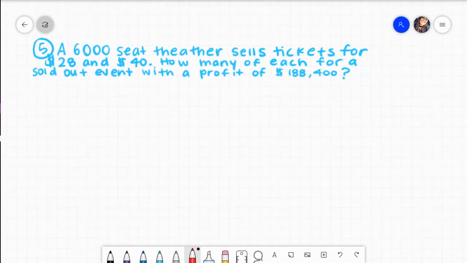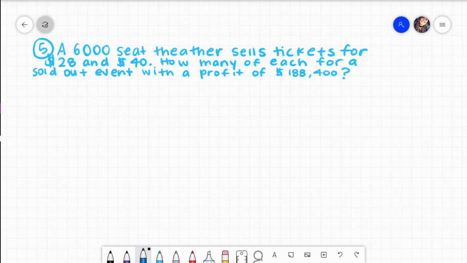Okay, so let's do this word problem, then we're done with 5.1. So a 6,000 seat theater sells tickets for $28 and $40. How many of each for a sold out event with a profit of $188,400? So it's gonna be a couple of different things we need to declare, right? And state what they are. And then it'll be very similar to the problems that we just did.